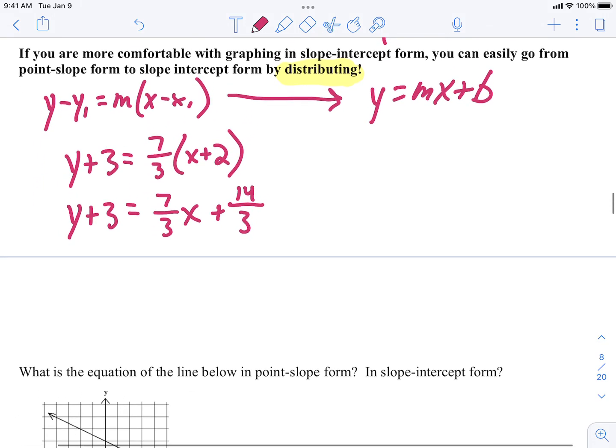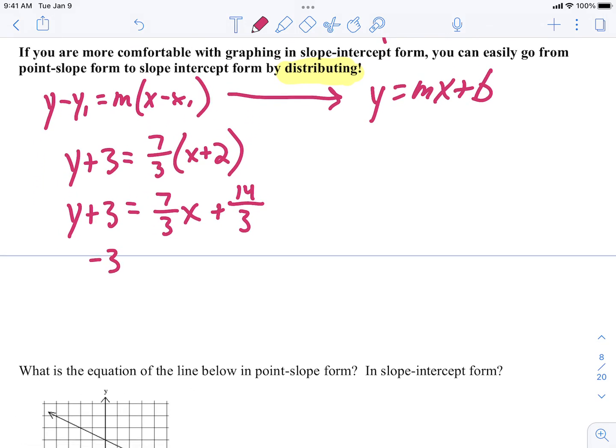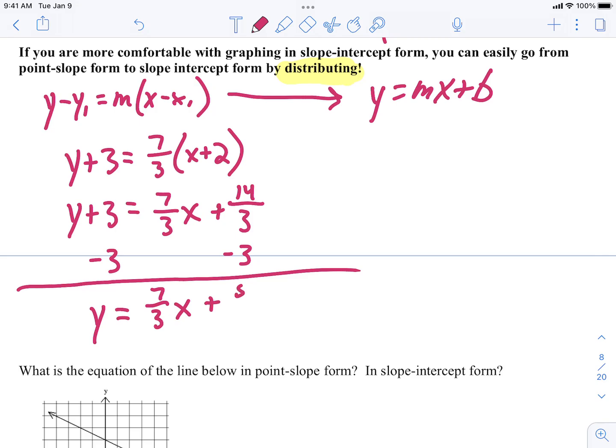Y is still not alone. I'm going to subtract 3 on both sides. Y equals 7/3 x. Notice I gave the 3 to the 14/3 and not the x term because they're not like terms. And then I'm going to do 14/3 minus 3, and I get a positive 5/3. That is in slope-intercept form.